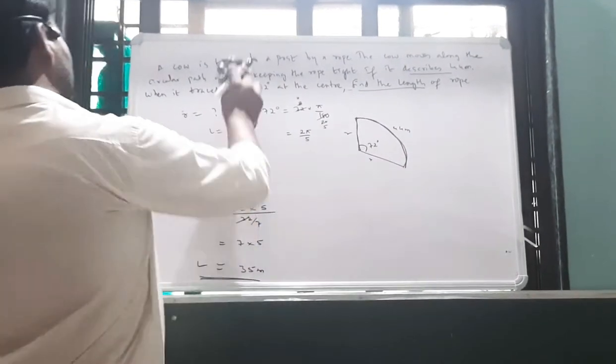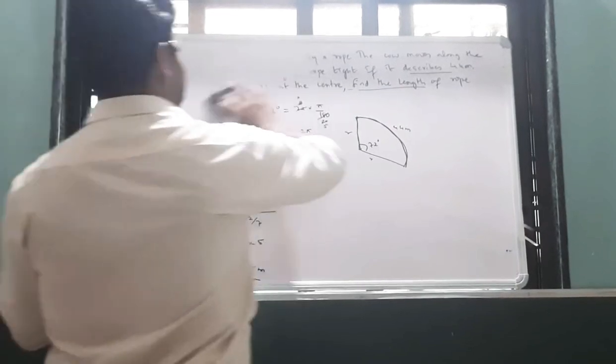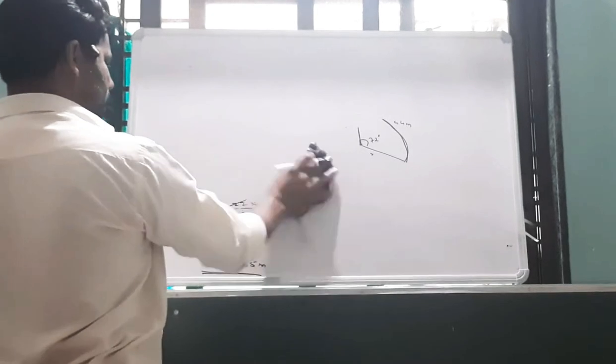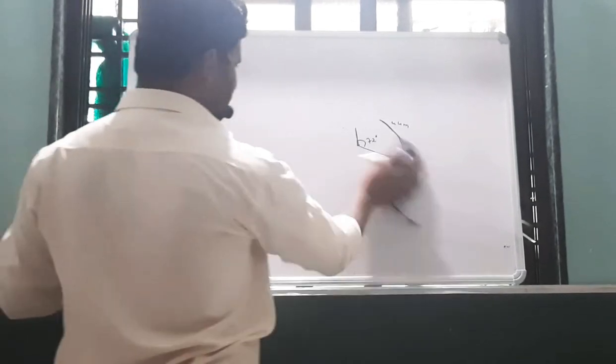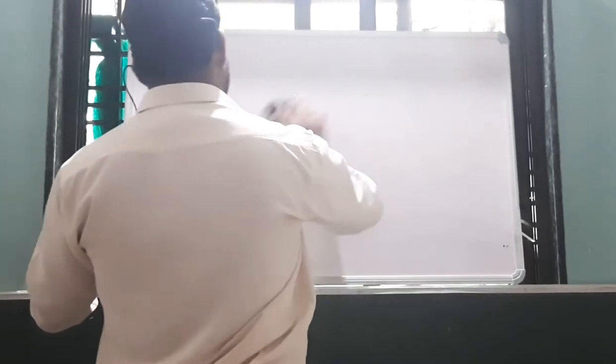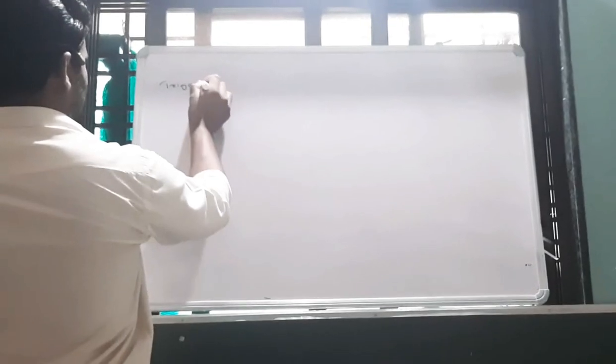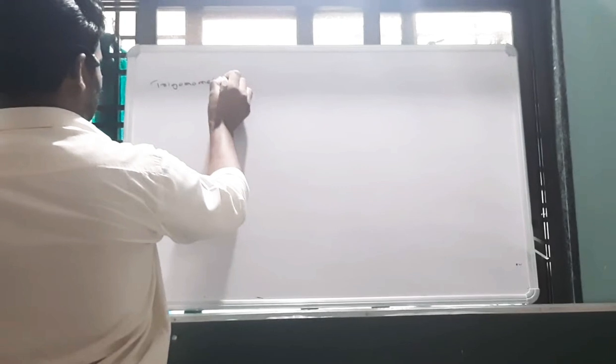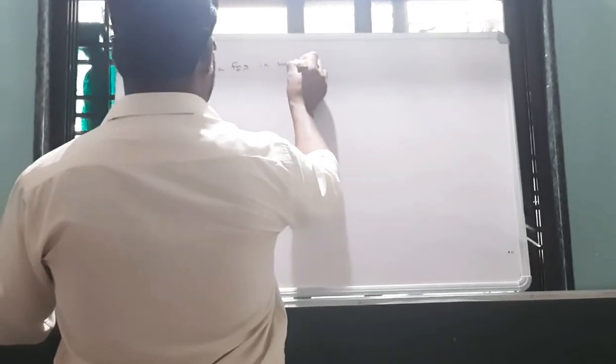So these are some examples on the formula L equal to r theta, that is theta is equal to L by r. Now we have to discuss the trigonometric functions in the unit circle.